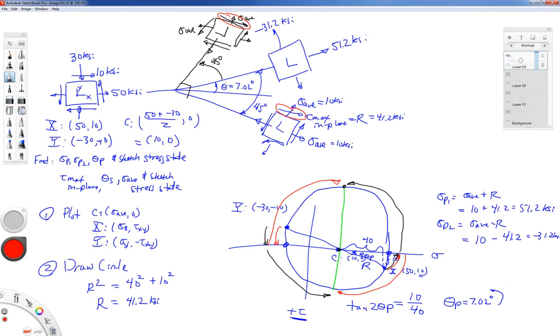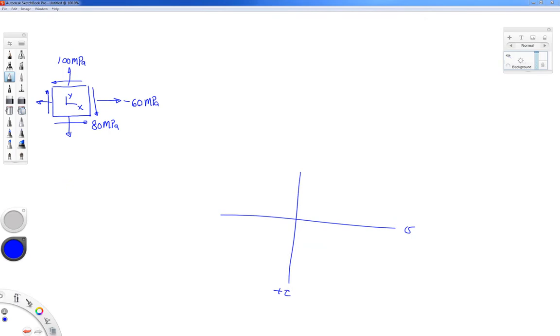Okay, let's do another example just like this, but maybe a little bit quicker. And we're going to change things up a little bit and have our X point and our Y point be on the different side of the center of the circle. Sometimes that throws people off just a little bit. All right, so in this problem, we're going to do the same exercise. We're going to find the principal stress state and the maximum shearing stress state and sketch them in their proper orientations. So here's my starting stress state now.